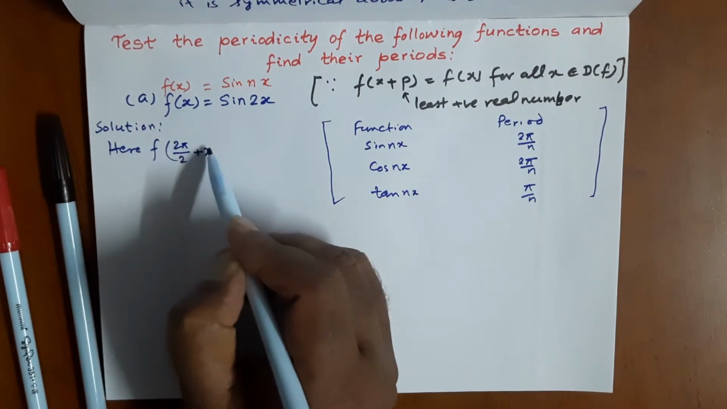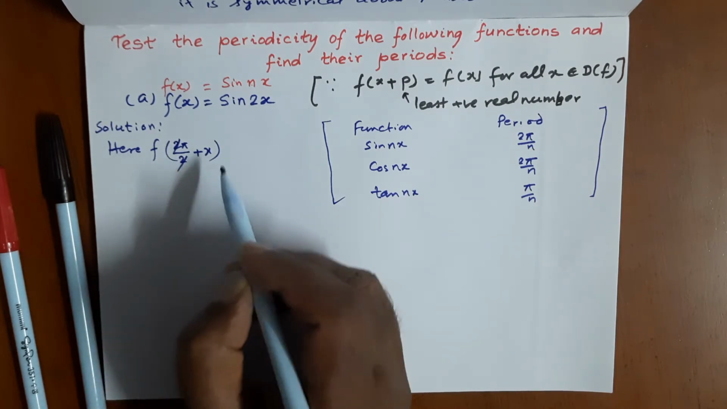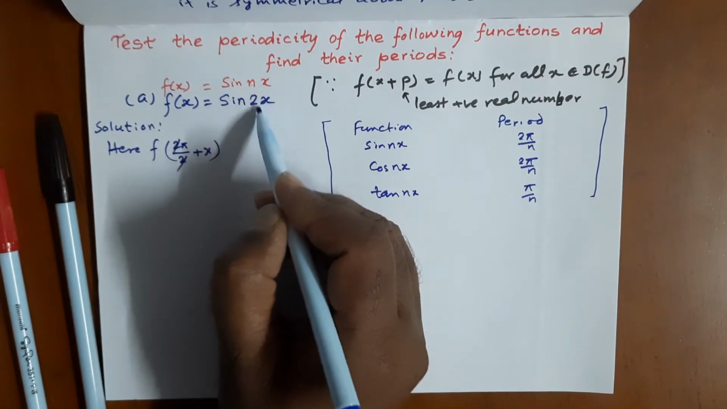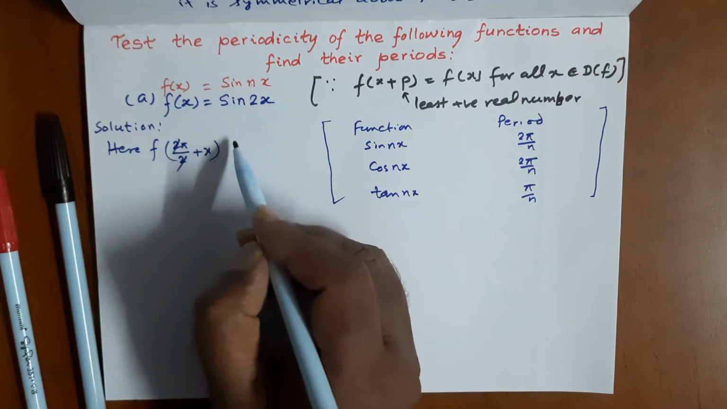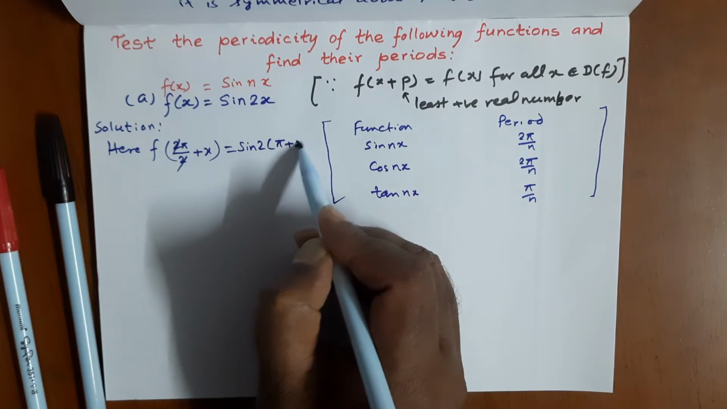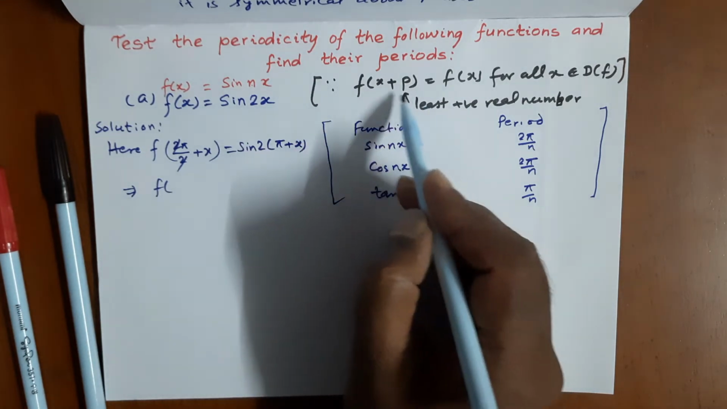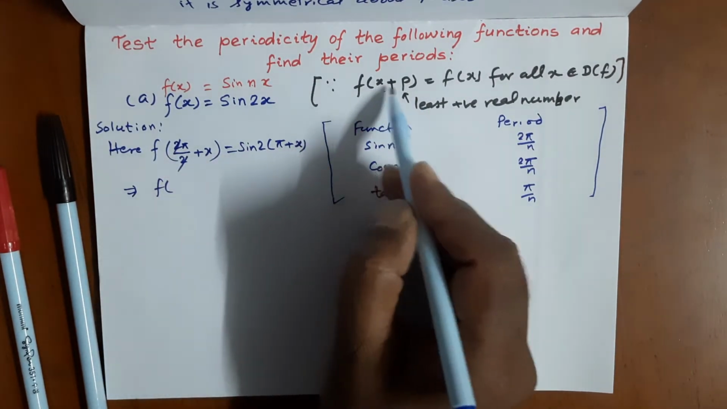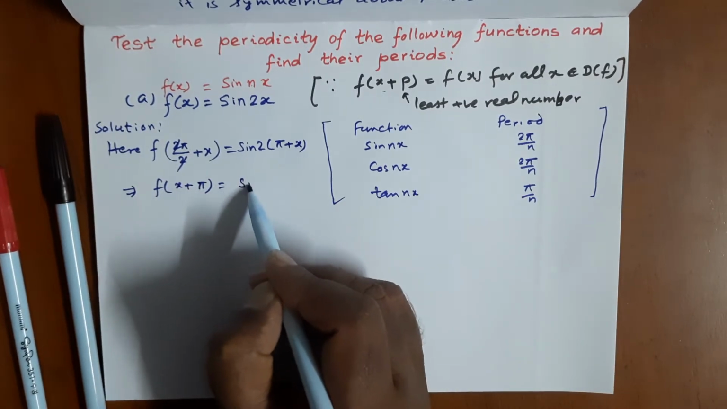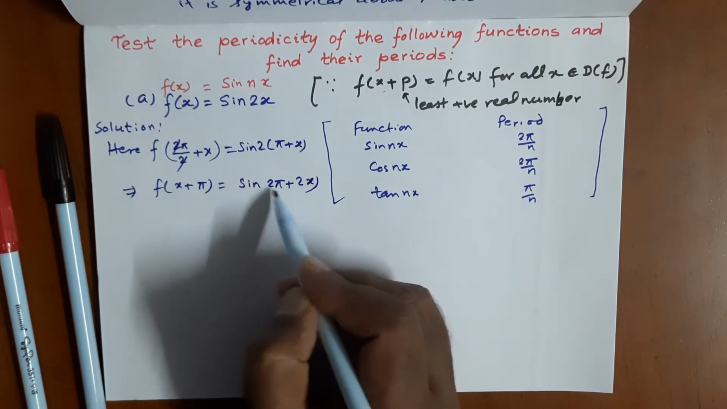And now f(2 pi over 2 plus x), this 2 can be cancelled. In place of x now we have pi plus x, so on the right side also, in place of x we will put pi plus x. This equals sine 2(pi plus x). This implies f(x plus pi) equals sine, this 2 multiplies inside, 2 pi plus 2x.